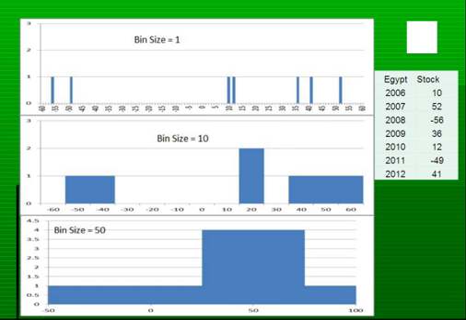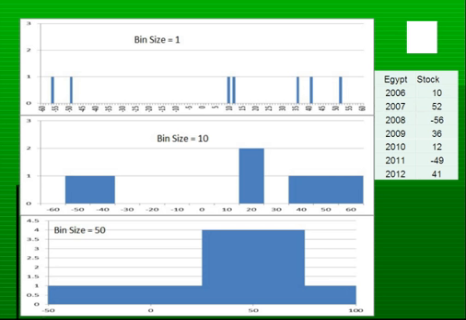In this slide we look at a very small data set to understand what histograms do, and also to understand the effect of changing the bin size. So if the bin size is very small, then every bin will contain only one point, and that is the picture in the first bin.